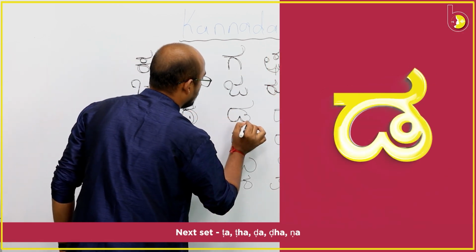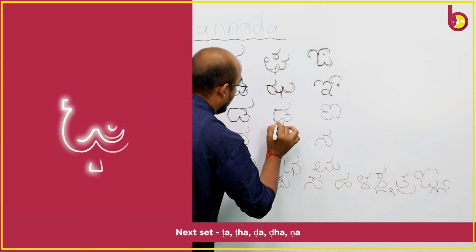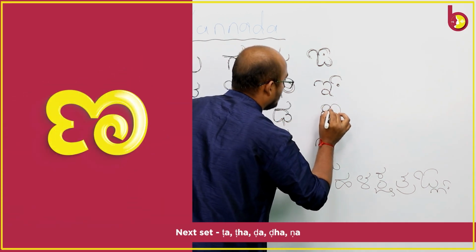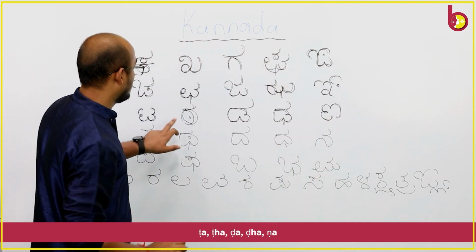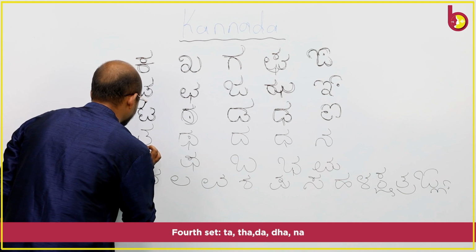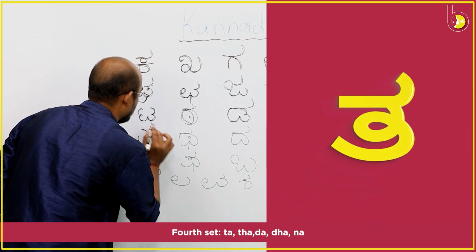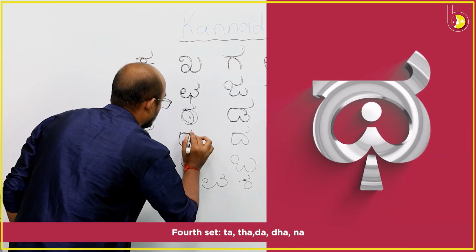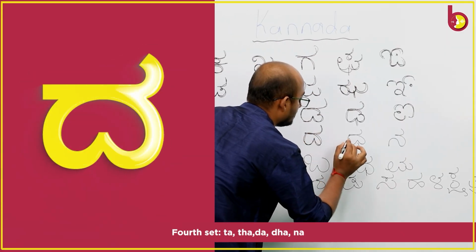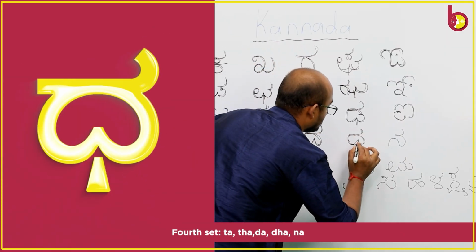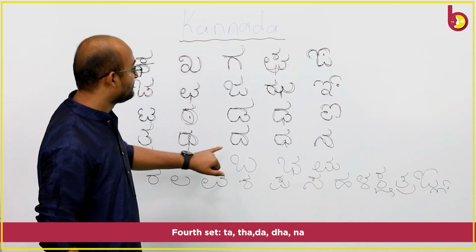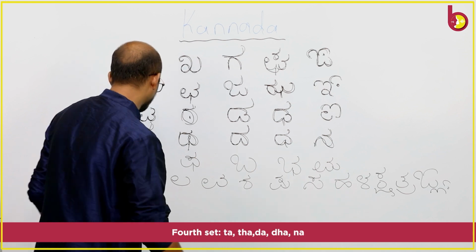Ta, tha, da, dha, na. And the next one is ta, tha, da, dha, na.